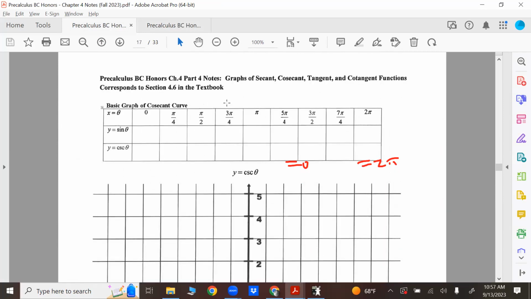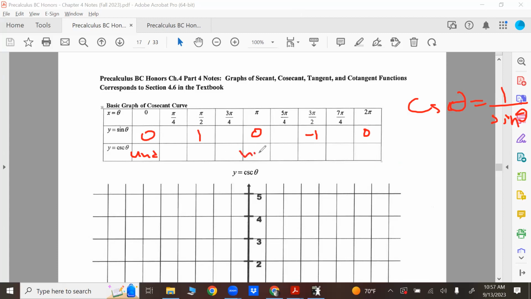Okay, cosecant. Cosecant, as you know, is 1 over sine, right? So cosecant theta is 1 over sine theta. We know this, right? So let's fill out this table here. Sine, again, that's going to be 0 and 0 and 0, right? And that's going to be 1 and -1. We're okay with that so far? And if I do the reciprocals, undefined, undefined, undefined, 1 and -1. So far, so good.